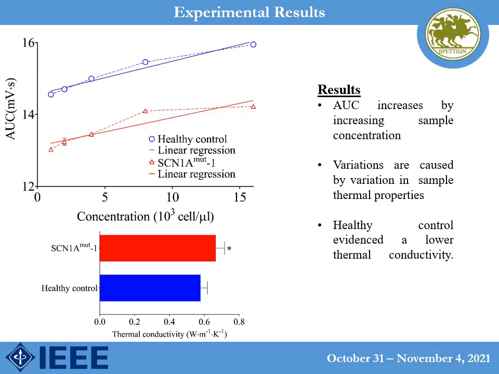So the AUC increases by increasing the sample concentration. These variations are caused by variation in sample thermal properties. At the same time, the healthy control evidenced a lower thermal conductivity with respect to the mutated cell samples.